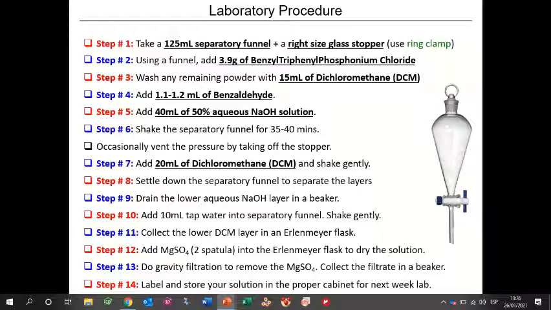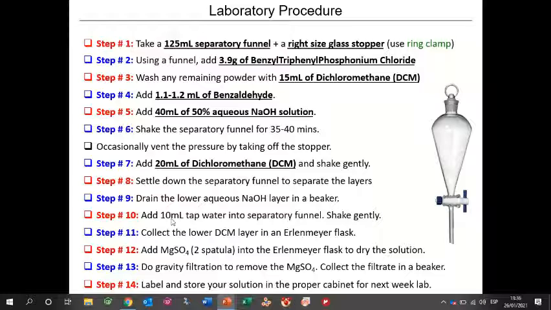gently. Settle the separatory funnel to separate the layers. After the reaction, you have to drain the lower aqueous sodium hydroxide layer into a beaker. In this case you are going to get the aqueous solution at the bottom, since it's a saturated solution. The aqueous solution is going to be more dense than the DCM, and then you need to drain the lower aqueous phase into a beaker and keep it there.